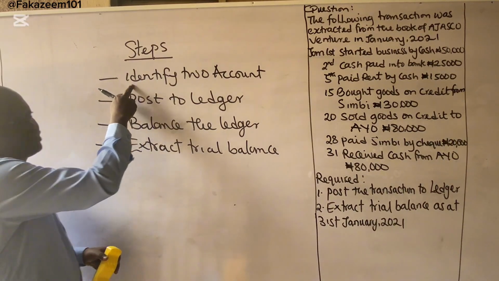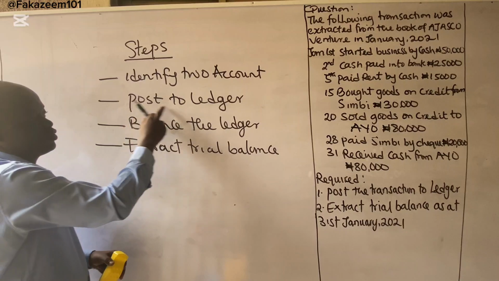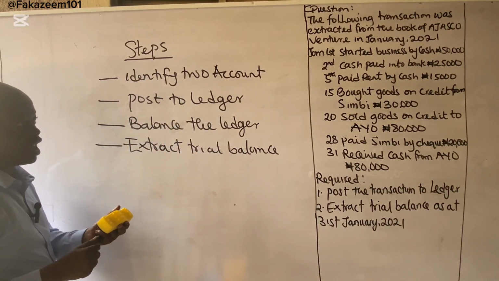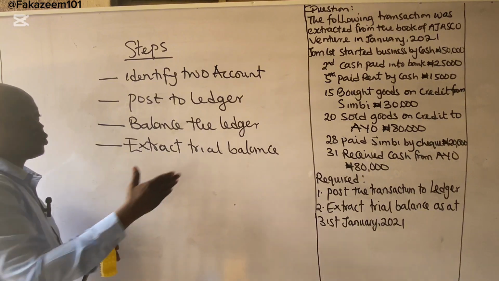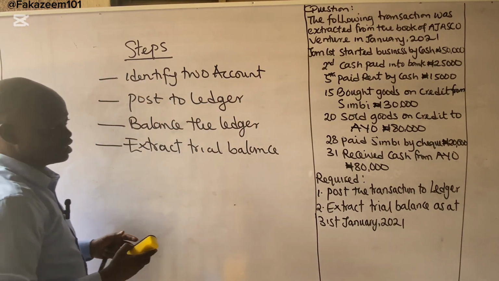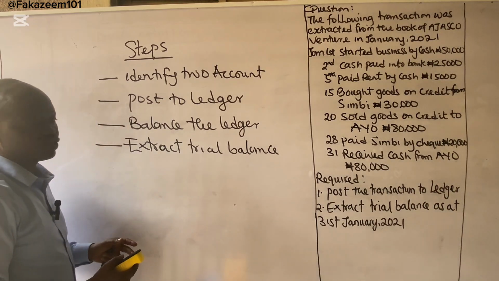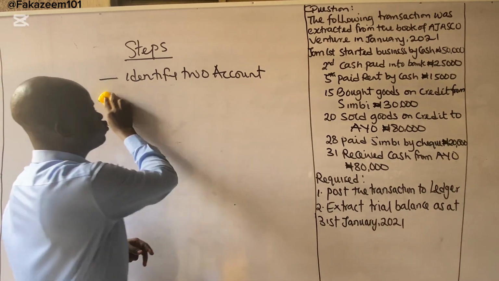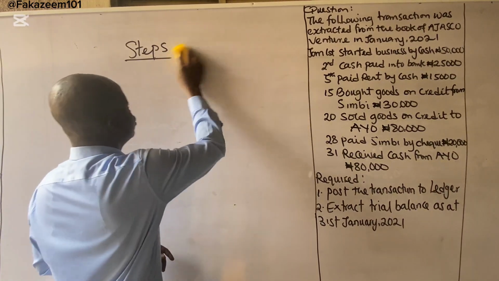Now, the steps are: identify the two accounts, post to the ledger, balance the ledger, and extract the trial balance. With this question here, we are going to follow these four steps and we'll see how to post transactions to the ledger and how to extract a trial balance, which are the two requirements.